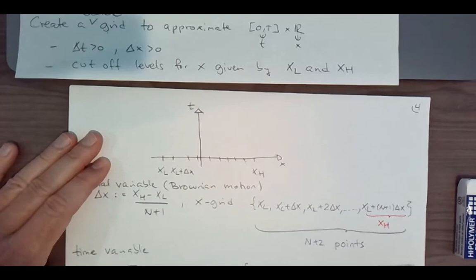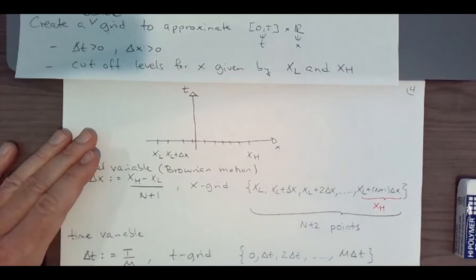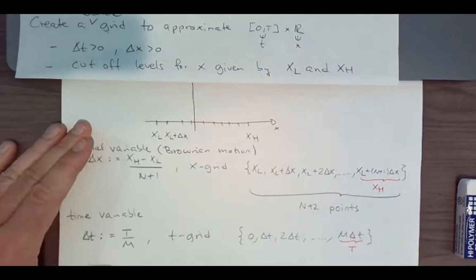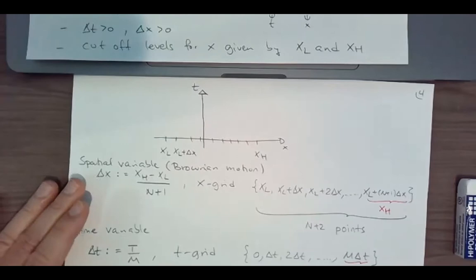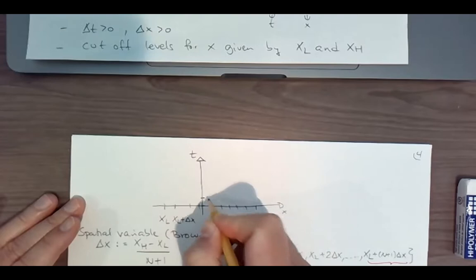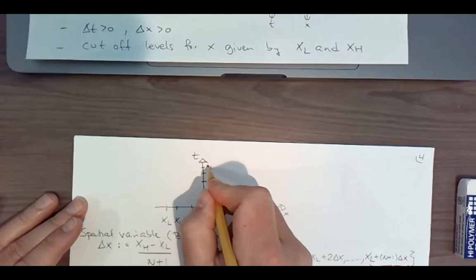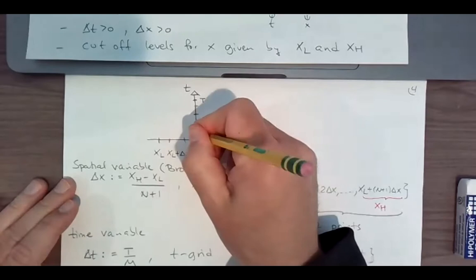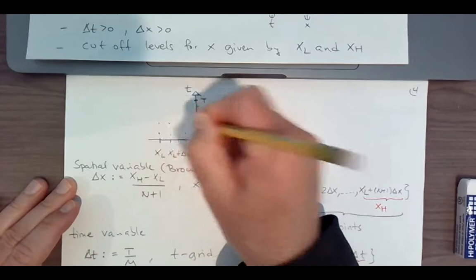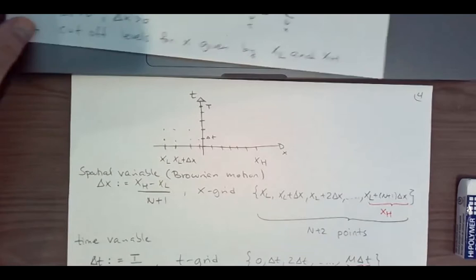And of course, this here will be nothing else than T. On the picture, this is my zero, and then I come to delta t, and so on. And then over here, this is my capital T. So this is my grid. You will have to fill in all these points. That'll be the grid that I'm using to approximate what I have over here on the right-hand side.